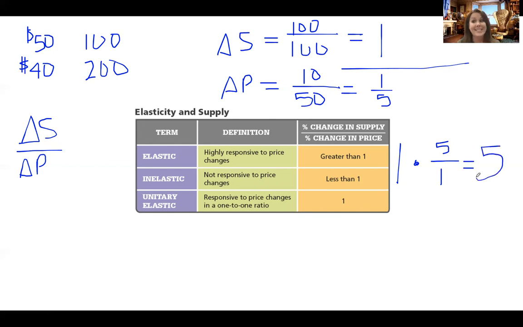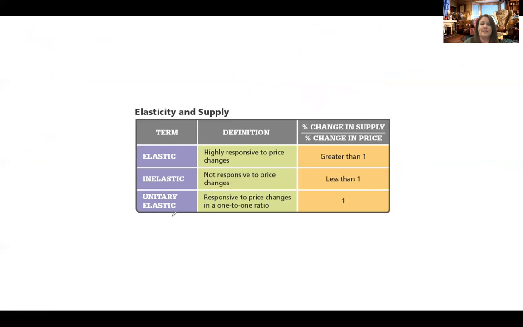So is this elastic or is it inelastic? Well, if we look at our chart here, this is highly elastic with a value of 5. So yes, the supply of this product is going to react heavily with a change in price. And you can see that it did. Okay, let's go to the next one.